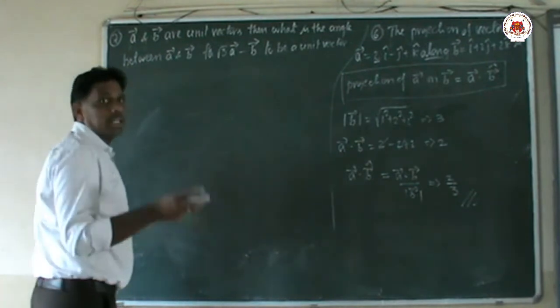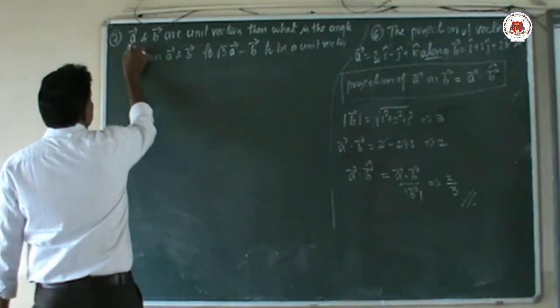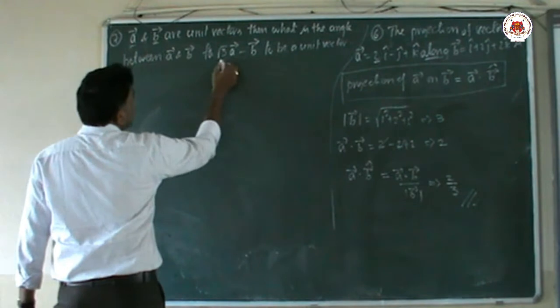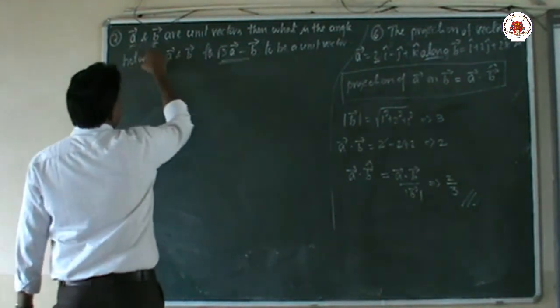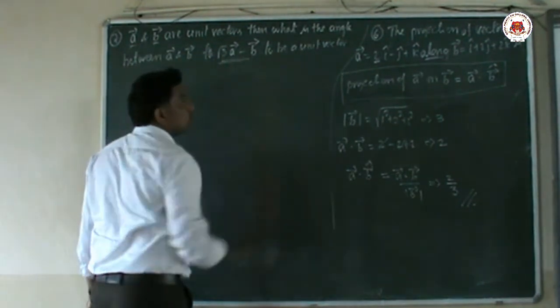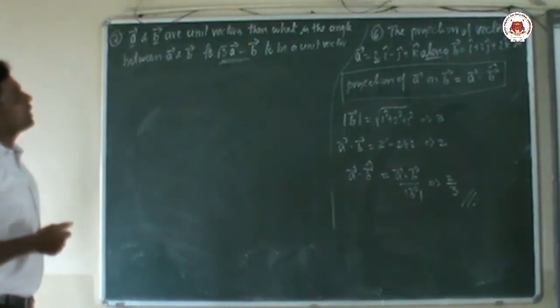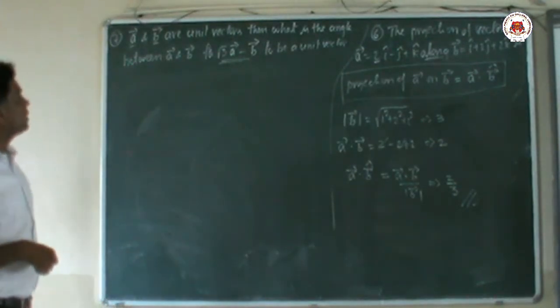He said here there are 3 unit vectors. One is A, the other one is B, and this one is also a unit vector. He said A and B are unit vectors and this one is also a unit vector. What is a unit vector? A unit vector means one whose modulus is equal to 1.